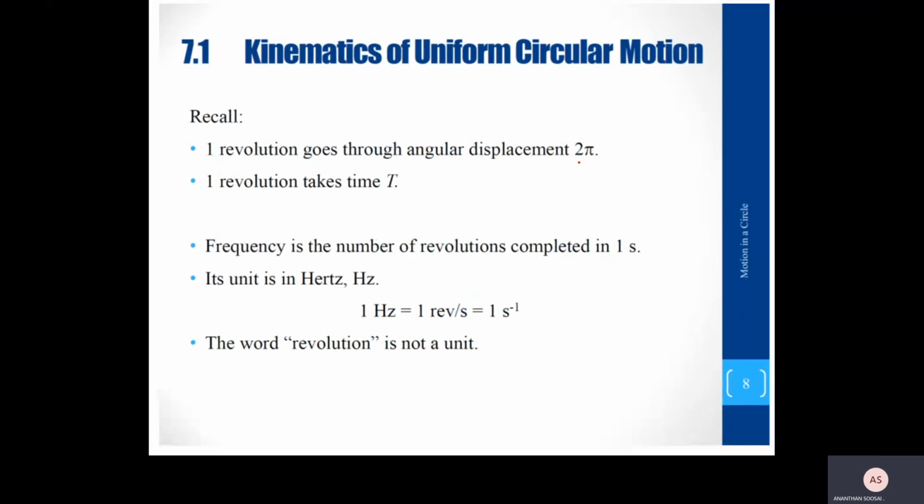Recall one revolution goes through an angular displacement of 2 pi. Time taken is a period. Frequency is the number of revolutions per 1 second, in hertz. The word revolution is not a unit. Sometimes they tell you like 5 RPM, let's say 200 RPM. Revolution per minute. RPM is actually another indirect unit for omega, but it cannot be used for calculation. RPM must be converted to radian per second.